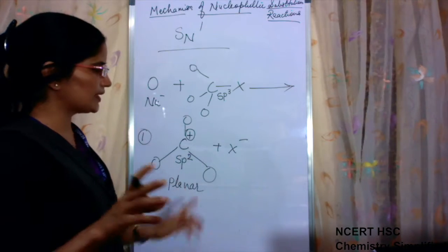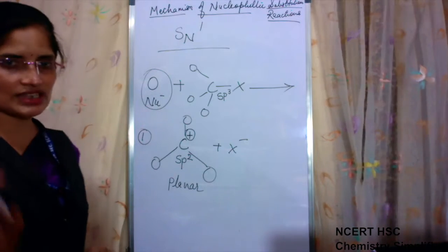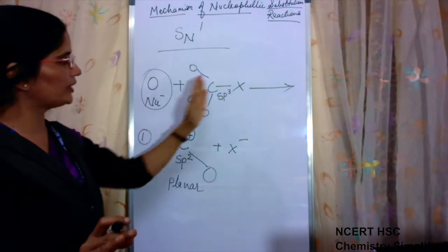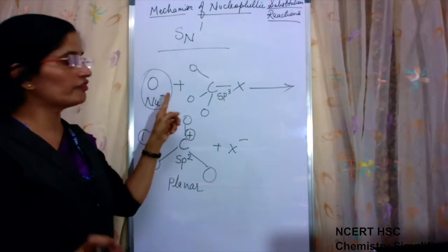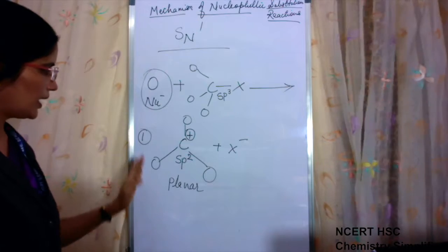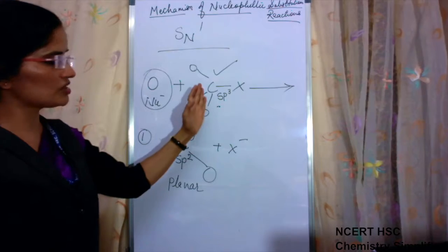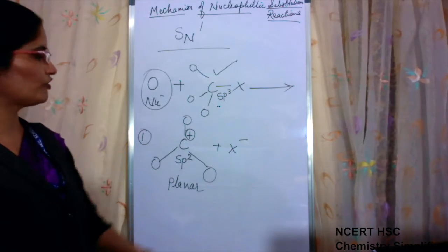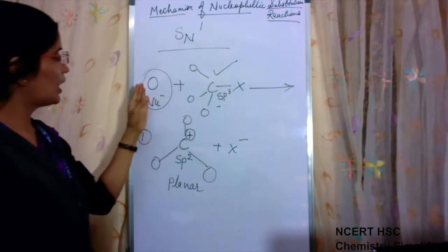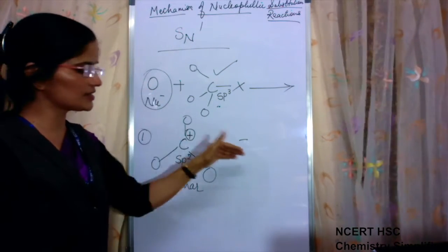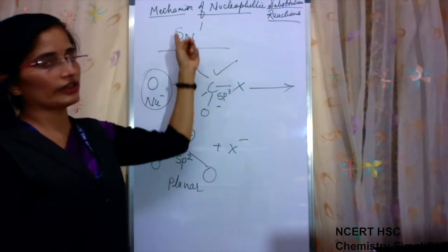Now X is separated. This is the first step. That means in the first step there was no role of the nucleophile. Its role was only that under its effect, this molecule has broken. The concentration of the nucleophile has no effect on the first step of the reaction. Hence only the concentration of the alkyl halide affects the rate of reaction. Hence this reaction is substitution nucleophilic unimolecular.